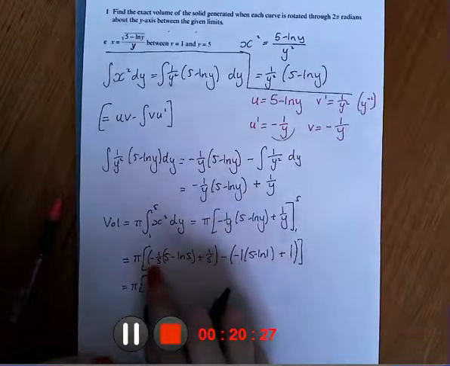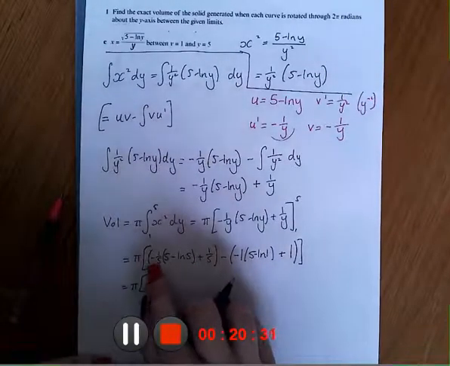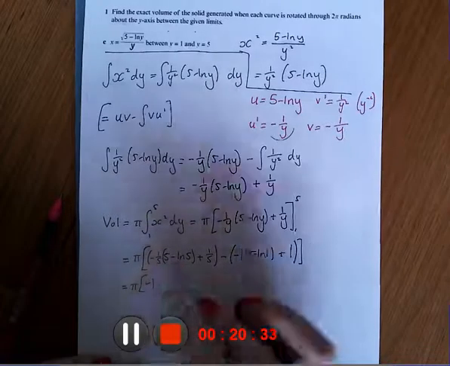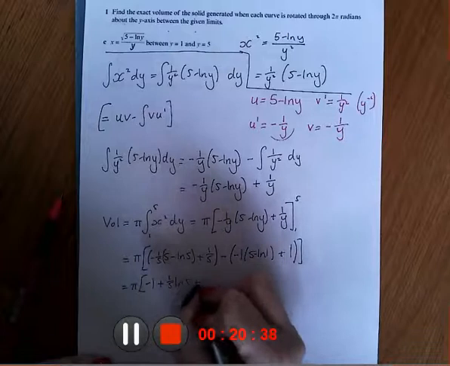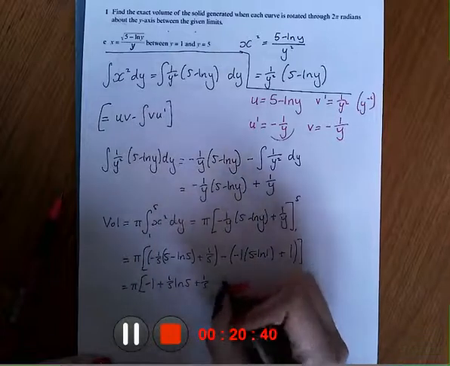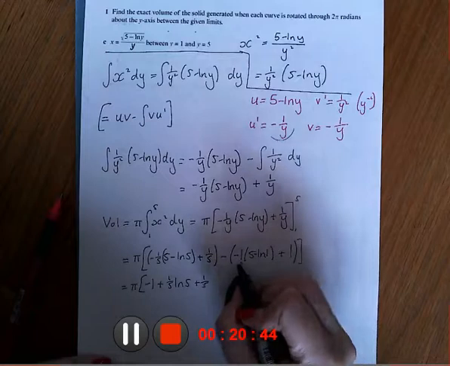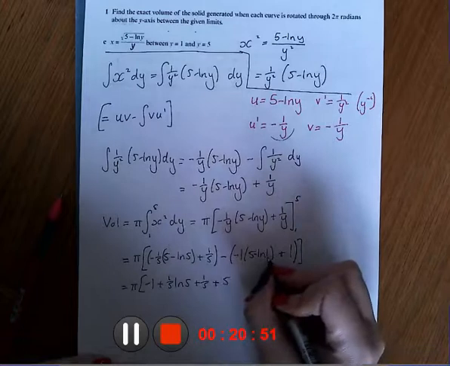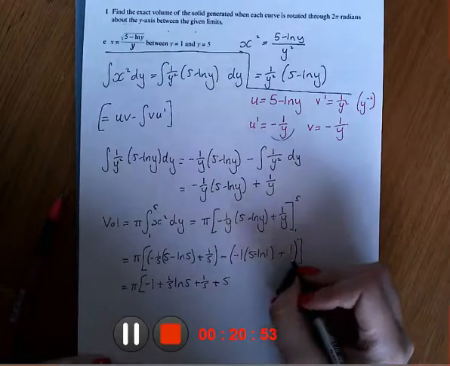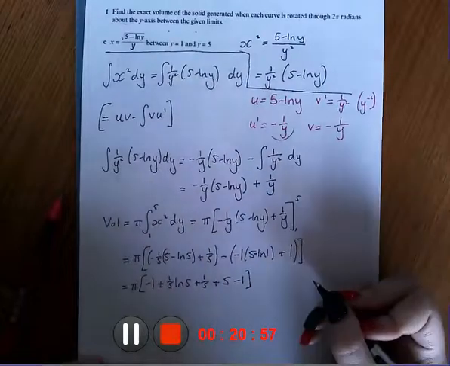So now I'm going to start expanding bits. Minus 1/5 times 5 is minus 1. Minus 1/5 times minus ln 5 is plus 1/5 of ln 5. Then I've got plus 1/5. So this part here, minus 1 times 5 is minus 5, but we're timesing that by negative 1, so it's plus 5. Ln 1 is 0, so that just disappears. Then I've got plus 1, but I'm taking away plus 1, so that's minus 1.